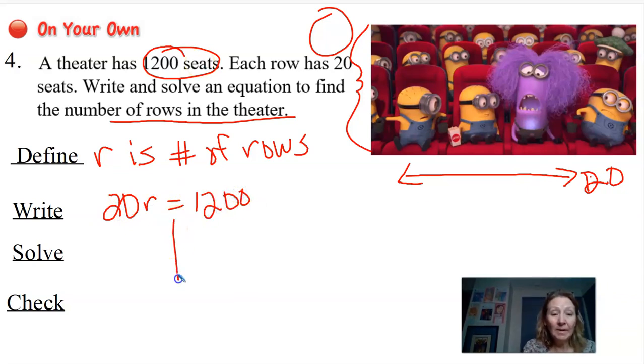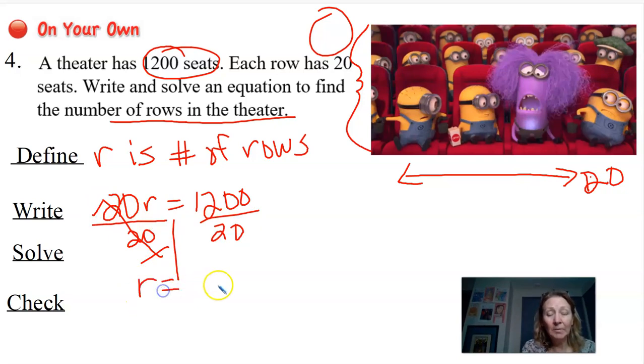And when I solve it, I put the balance scale down. I do the opposite of multiplying by 20, which is dividing by 20. That cancels out to a giant 1. I get R equals... I'm going to divide the top and the bottom by 10, basically getting rid of a 0. And then I'm going to divide the 12 by 2 and get 6. So I think the answer is 60, right? 60 rows. Oops, R equals 60.